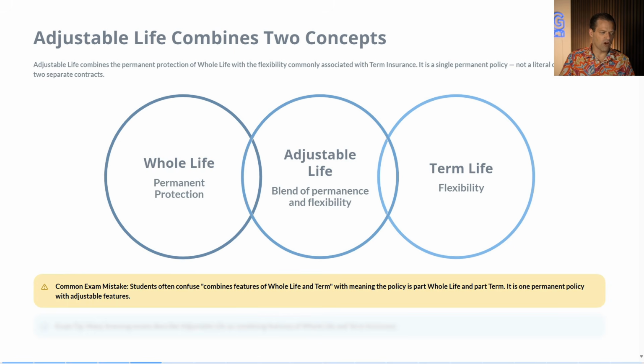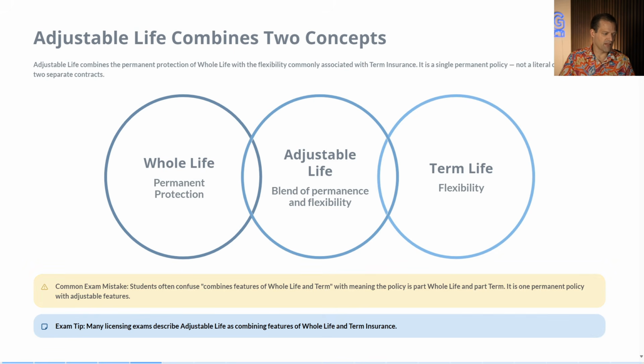So again, don't confuse the features of whole life and term with the meaning of the policy as part whole life and part term. It's one permanent policy with adjustable features. Okay. So many licensing exams describe adjustable life as combining features of whole life and term.